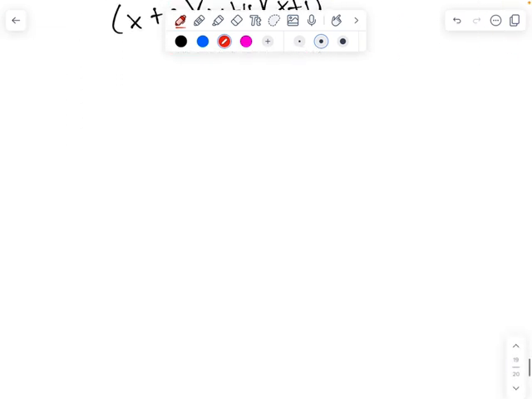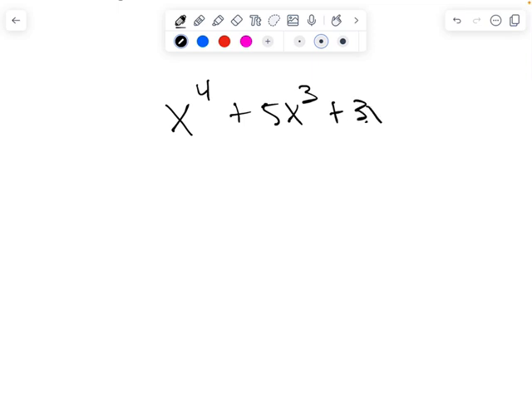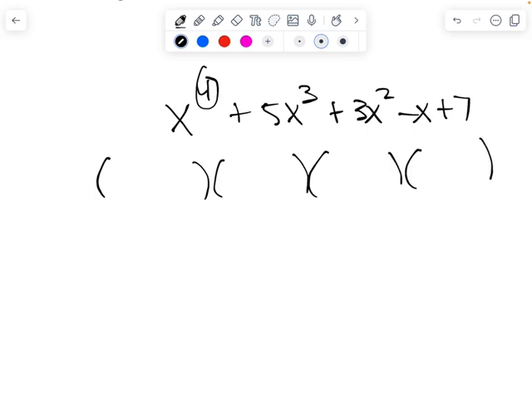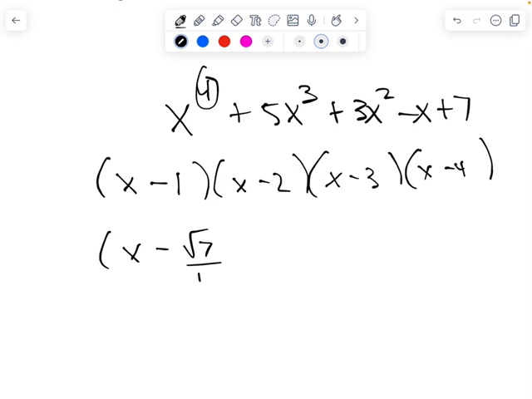So it turns out that it's really difficult to factor polynomials like x to the fourth plus 5x cubed plus 3x squared minus x plus 7. I just randomly chose those coefficients, and I know, because it's a fourth degree, that it will have 4 factors. But I don't know what numbers will go in here. It might be something really nice like this. Or it might be something completely weird, like the square root of 7 over pi, or something equally weird or confusing. We don't really know right now what it'll be.